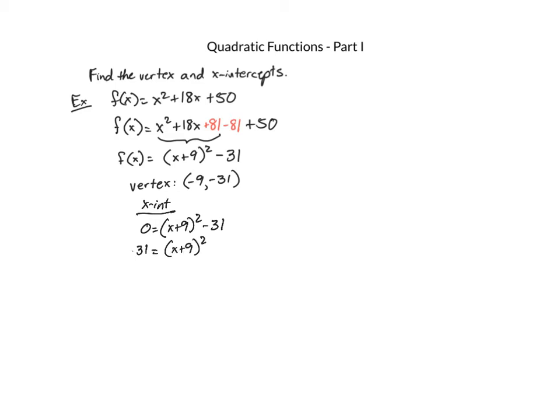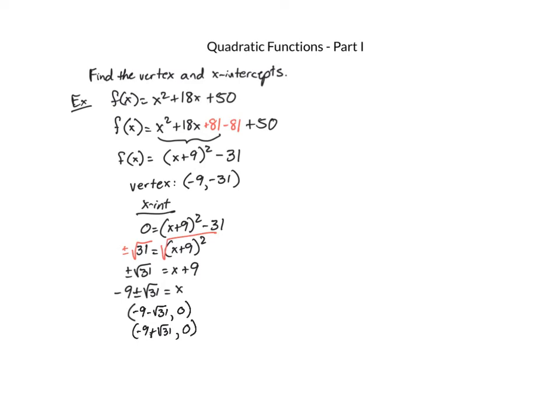Take the square root. And I have plus or minus the square root of 31 equals x plus 9. Subtract 9, and we have negative 9 plus or minus the square root of 31 for the x-intercepts. So as ordered pairs, that is (negative 9 minus the square root of 31, 0) and (negative 9 plus the square root of 31, 0).